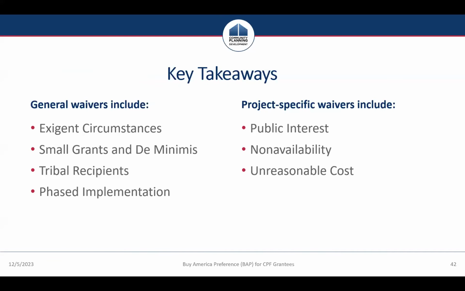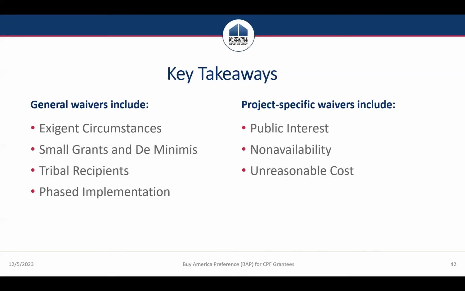Finally, program-wide general waivers for the BAP include, just as a review, if there are exigent circumstances and the time spent in complying would affect the health or safety of the public, the exigent circumstances waiver may apply. If the total project cost is less than $250,000, the de minimis waiver may apply. And then phased implementation spreads the effective dates for the programs and the materials across the next few years. So be sure to refer back to the program-specific timeline for phased implementation.